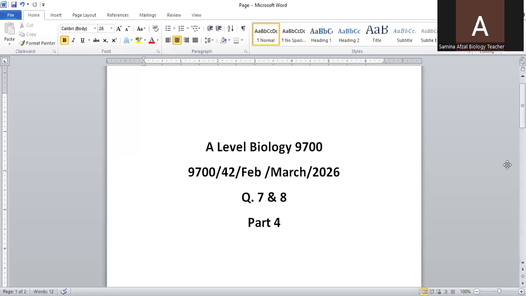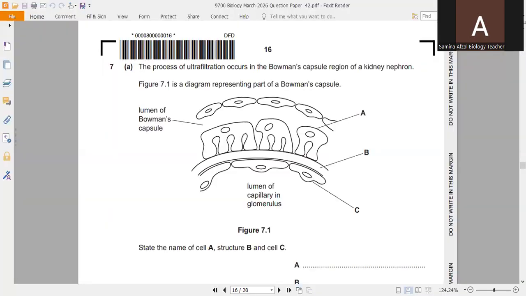A-level Biology 9700 Paper 4 Variant 2, February/March 2026, and this is the fourth video on this paper in which we are going to discuss question number 7 and 8. So question number 7 is: the process of ultrafiltration occurs in the Bowman's capsule region of the kidney nephron.